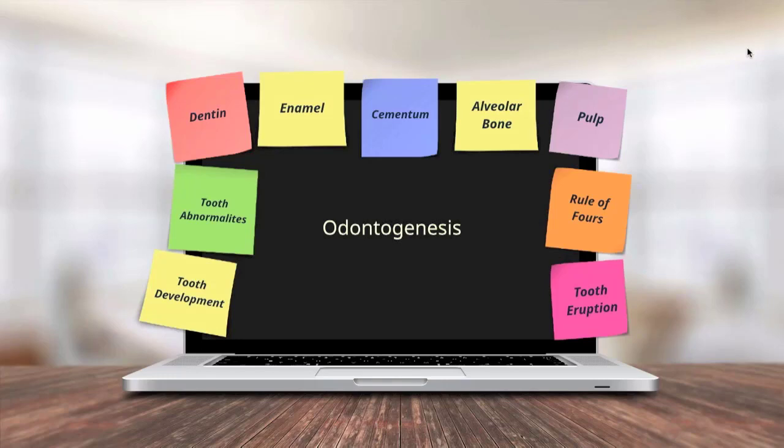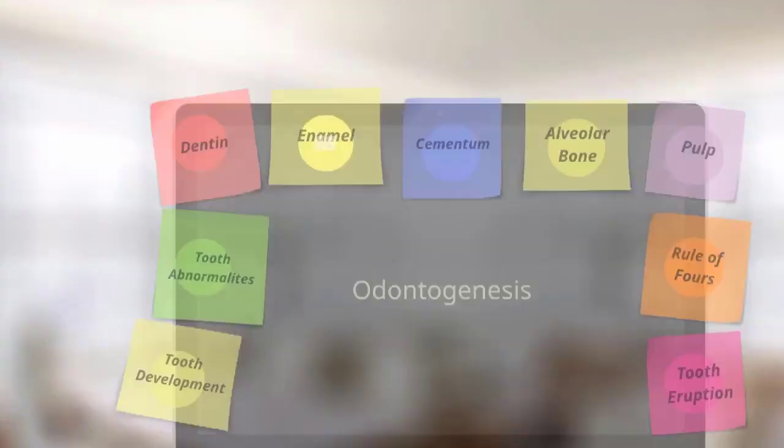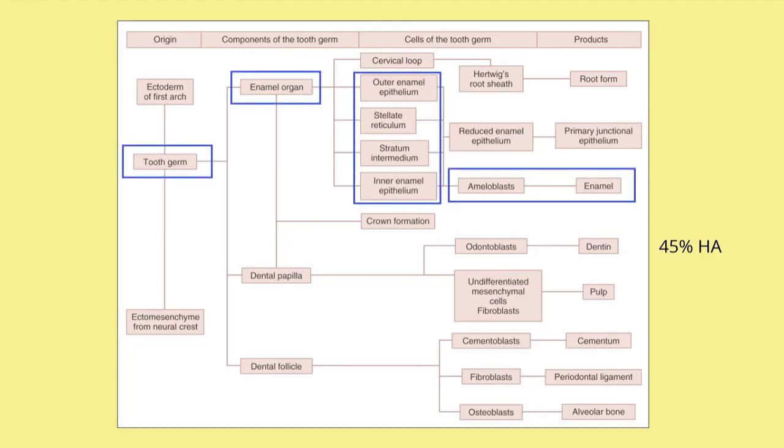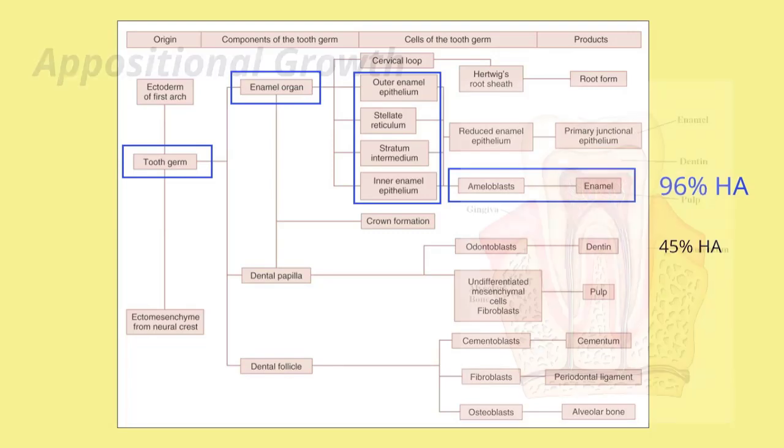All right, now let's look at enamel development. Enamel is secreted by ameloblasts. Ameloblasts originate from the enamel organ, specifically from the inner enamel epithelium. Enamel is made up of 96% hydroxyapatite, so we are able to note that this is more mineralized than dentin, meaning that it has a stronger structure and is more resistant than dentin.